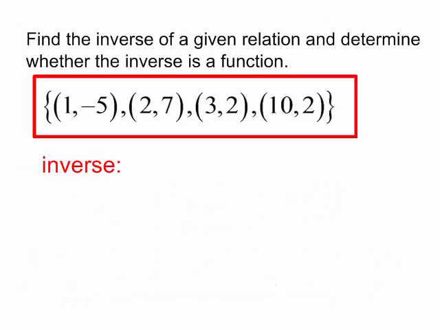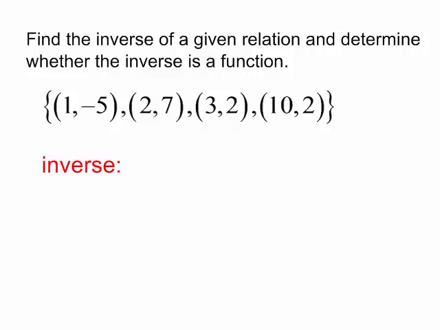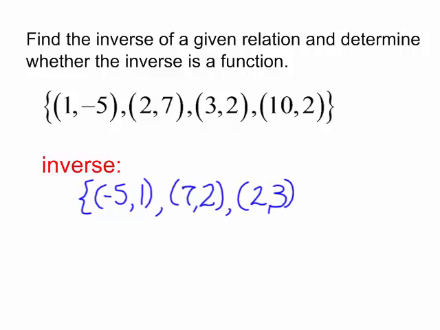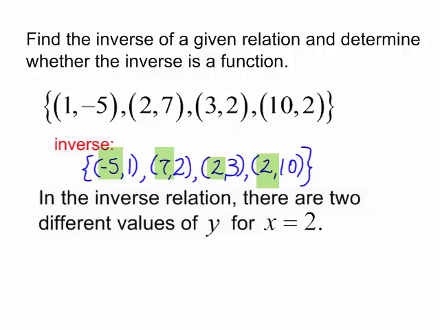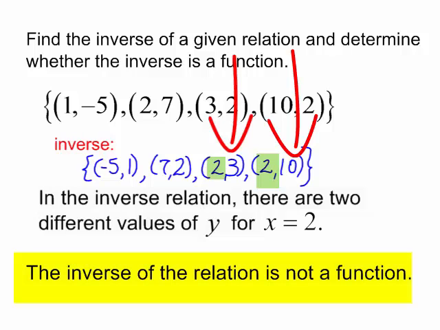I have the relation (1, -5), (2, 7), (3, 2), and (10, 2). The inverse is (-5, 1), (7, 2), (2, 3), and (2, 10). Look at my domain. In this inverse relation, there are two different values of y when x is equal to 2. The inverse of the relation is not a function.